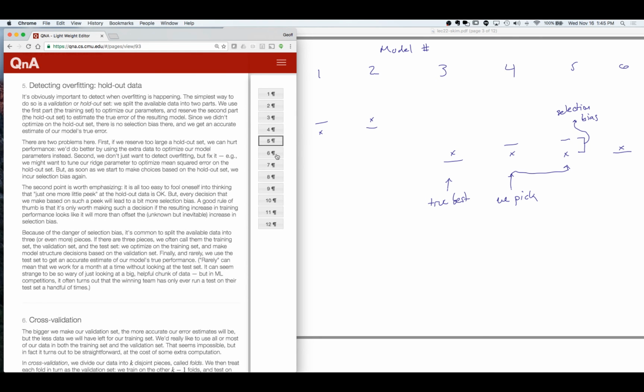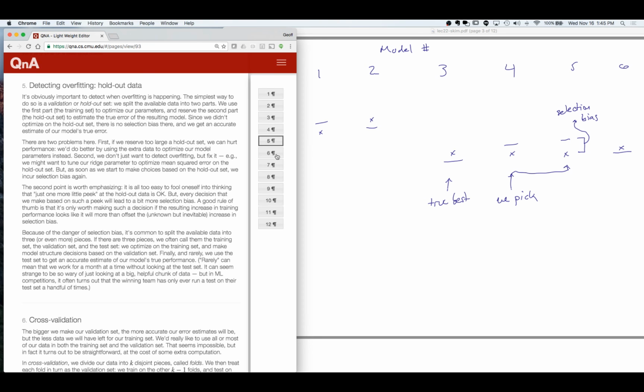And the simplest way to detect overfitting is holdout data, also called validation data. And so what does that mean? That means that we take our available data, our training set, and we split it into 2 parts. The first part, we call that our training set. So instead of using the whole thing as our training set, we just take a part of it and use it as our training set.